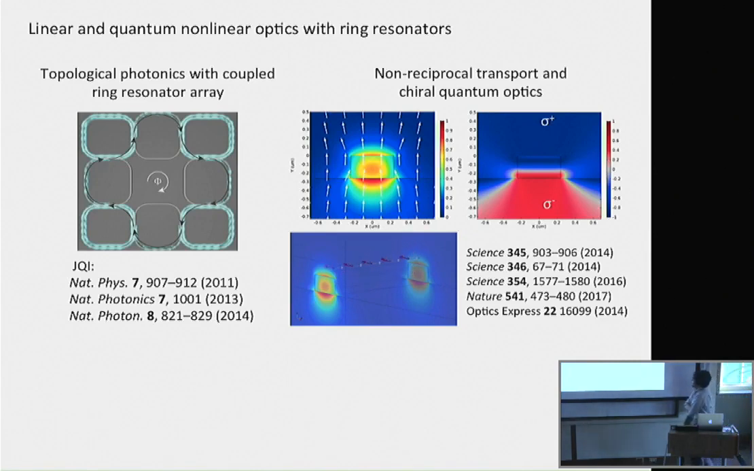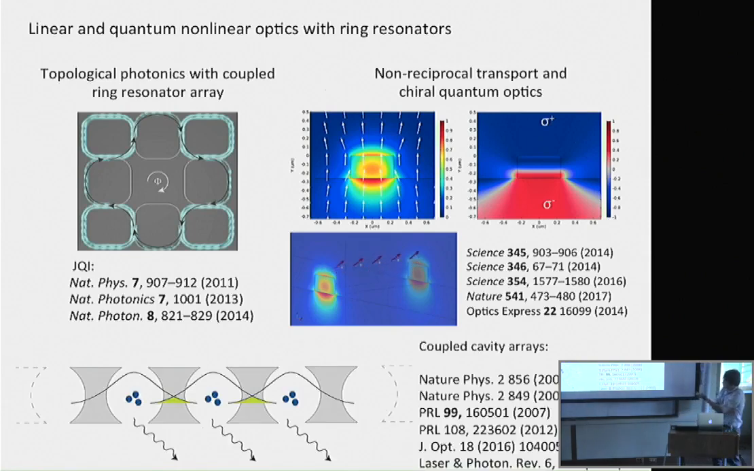All right. The last one is that with all these coupled ring resonators, if we can load atoms onto these rings, then you can think of it as a realization of many proposals for coupled ring resonator arrays that can be used to simulate some condensed matter.